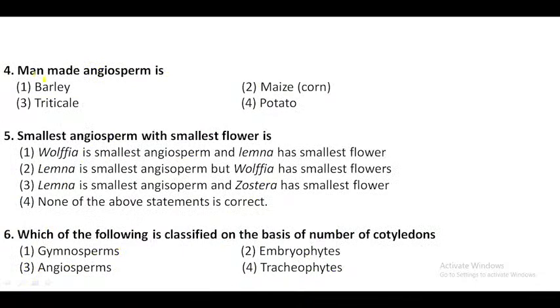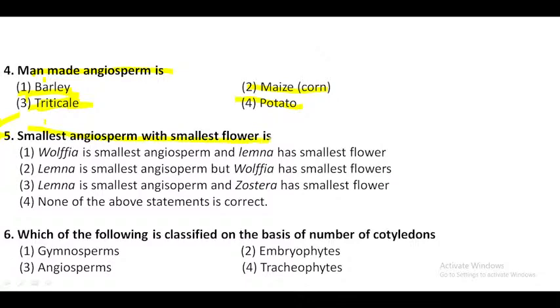Next question: man-made angiosperm is option number 1, barley. Second is the maize. Third is the triticale, and fourth is the potato. Your answer will be triticale. Triticale is the answer.